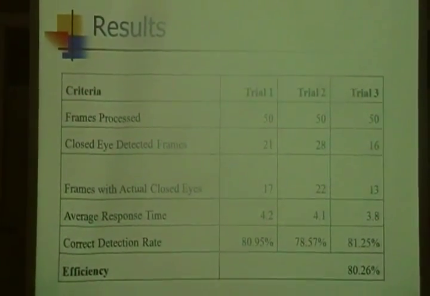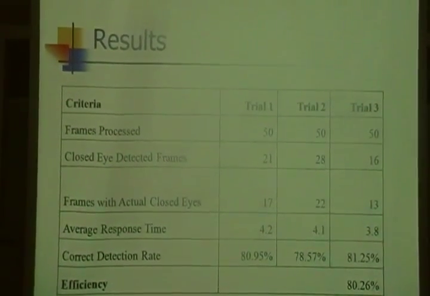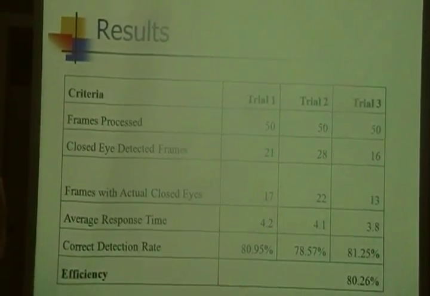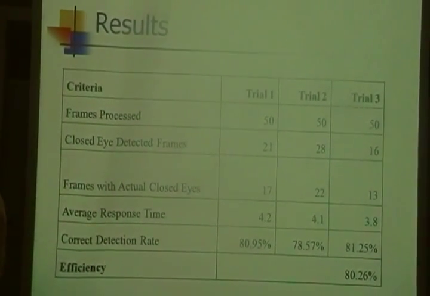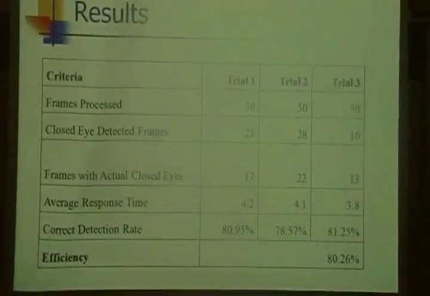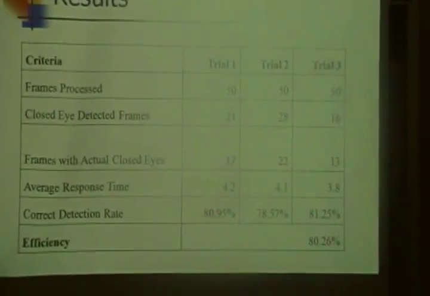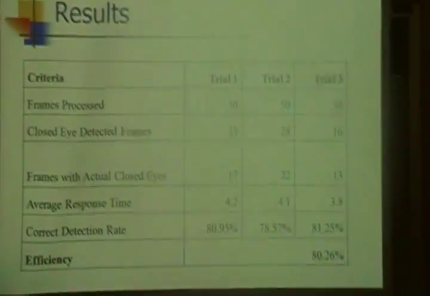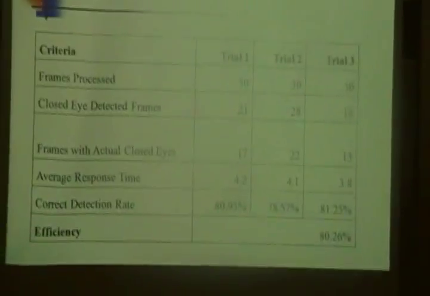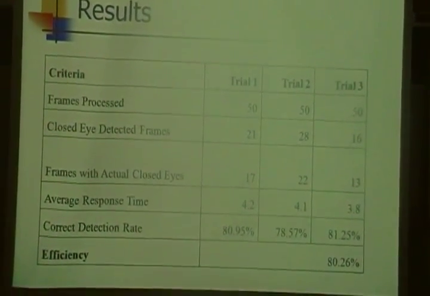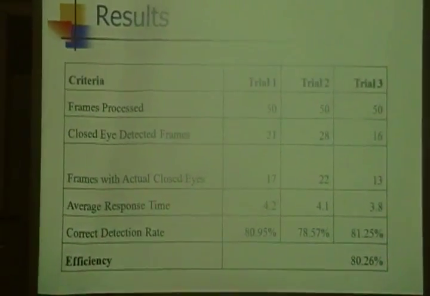Results: we tried the closed-eye sensor program in 3 trials, and 50 frames were processed in each trial. Given the 4-second delay, it ran for 200 seconds. Out of 200 seconds, the closed-eye program detected 21 instances where the eyes were closed, but in fact it was actually 17, 22, and 13 respectively, with an average response time of 4.2, 4.1, and 3.8 seconds respectively. And the efficiency of the MATLAB program was 80.26%.